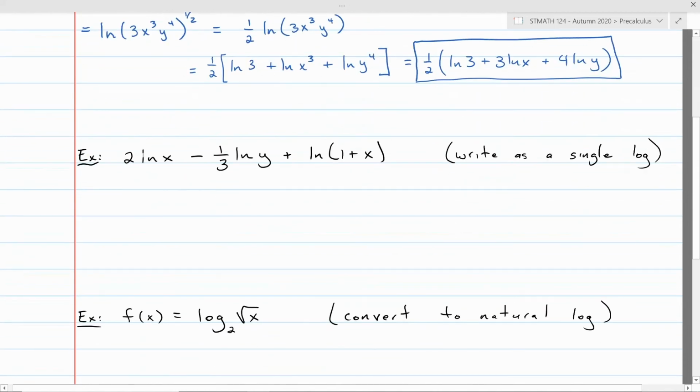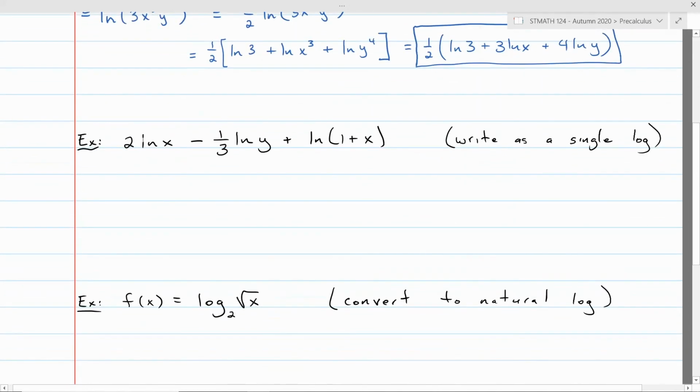We can also run this process in reverse. Like this next example, I've got something separated out into a sum and difference of logarithms with no exponents. So I could start putting things in terms of exponents like this. Here I pulled the 2 up on the first term as an exponent. I pulled the 1/3 up on the y term, which means cube root, so I wrote it as a cube root. And now it's a sum and difference of logarithms, so I can write that as products and quotients.